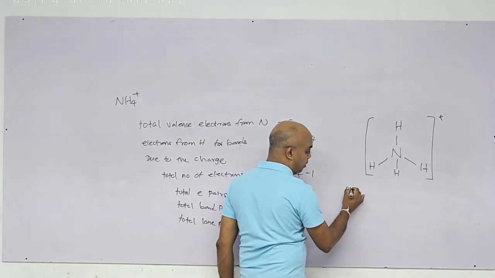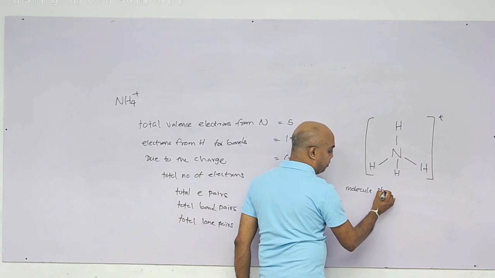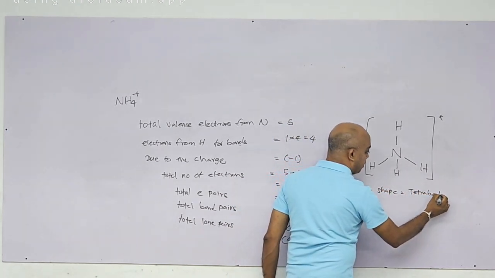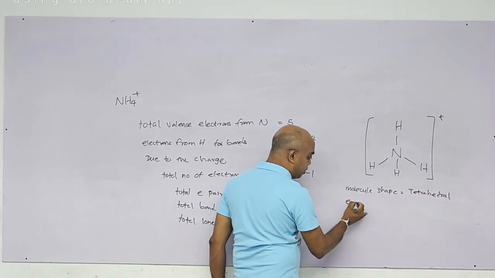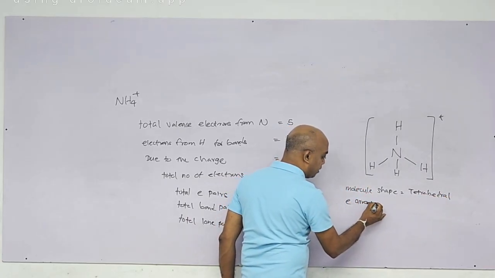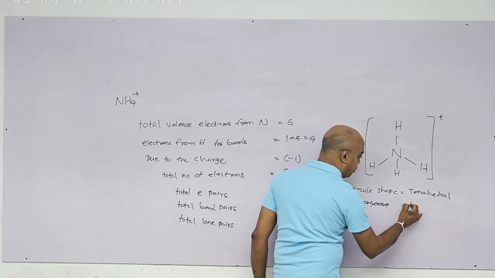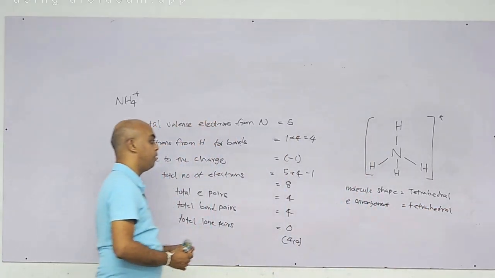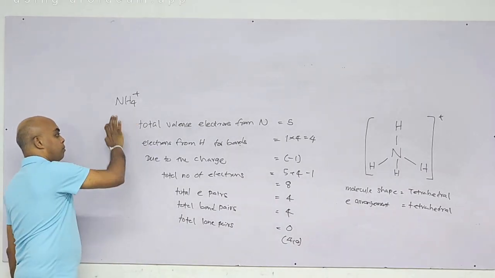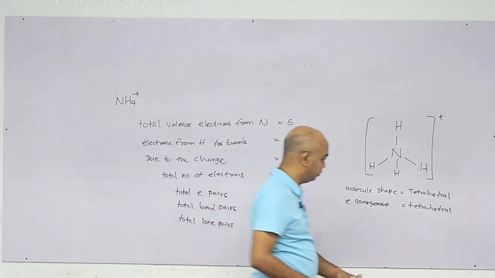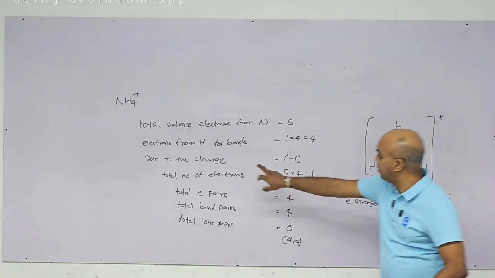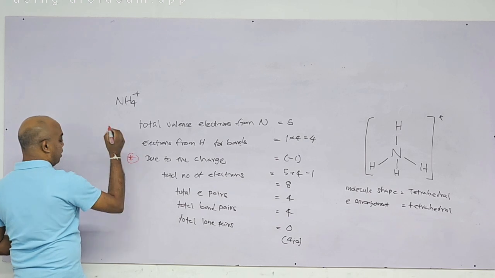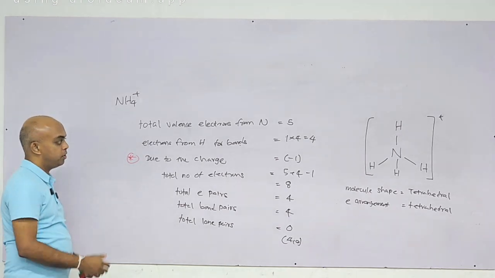Alright, so the molecule shape is tetrahedral and the electron arrangement is also tetrahedral. Put a bullet point and write it down. I think everything is clear. The only difference is this one. You have to be attentive in class. Let's write it down.